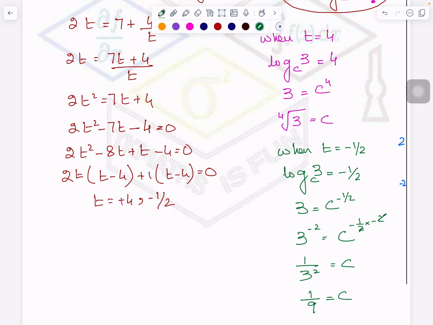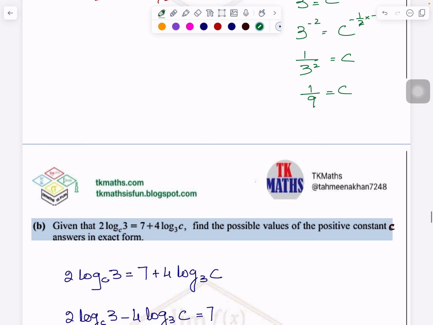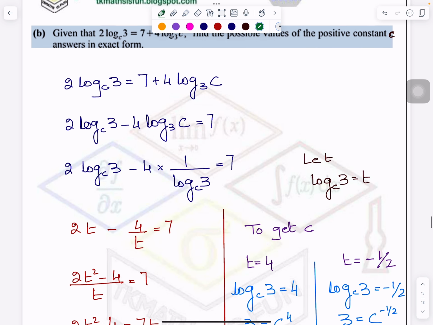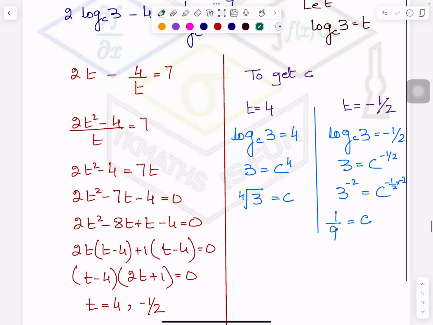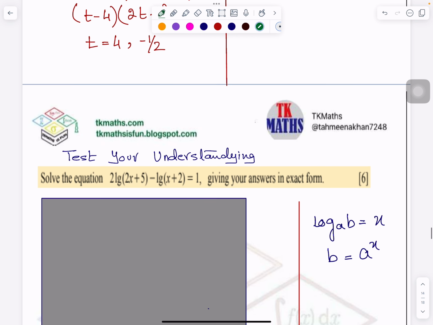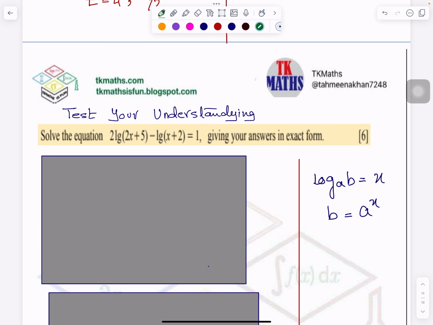So I got here two values of c. Now to check, oh, I solved this question again here, I'm sorry. Anyway, so now there is one question to test your understanding, and I have solved this question here, so you can put the video on pause and try to solve it. Okay, so I will show you the solution here. All of you can put the video on pause.